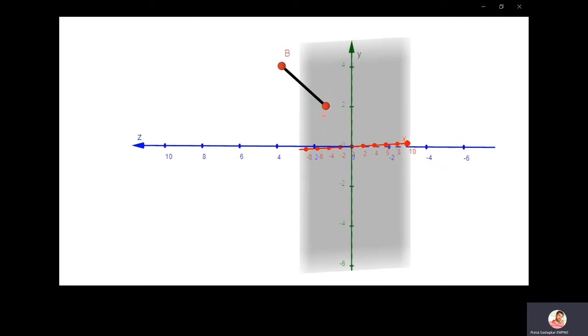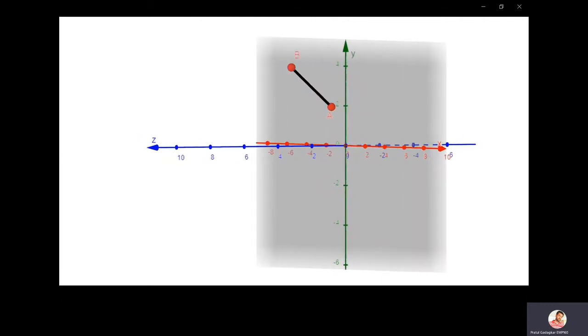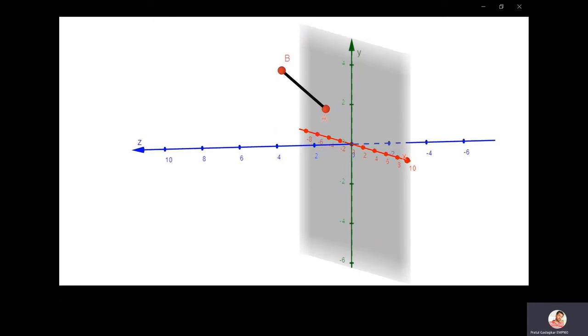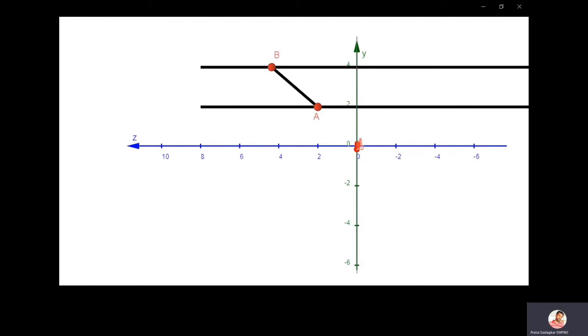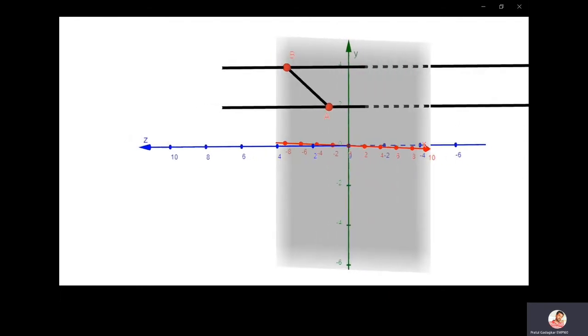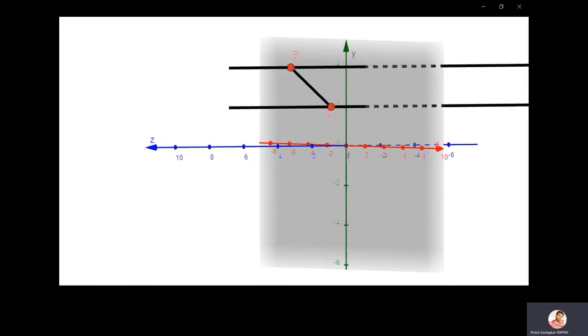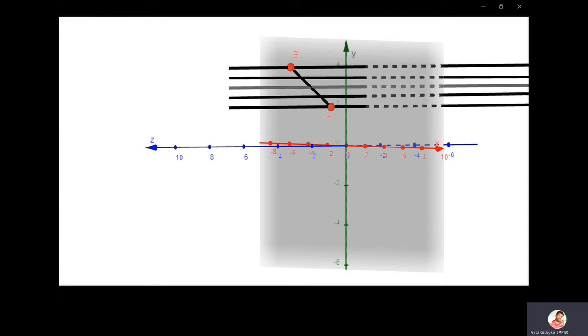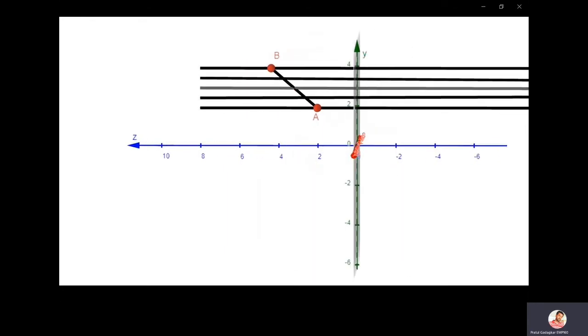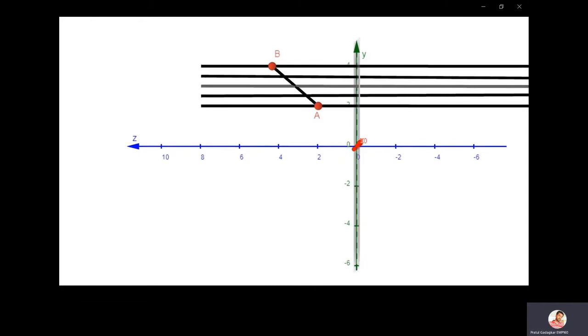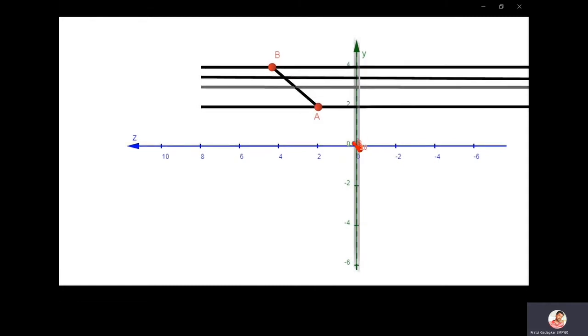So let me take this segment AB, and the gray sheet is the XY plane, and I'm going to project the segment AB on this XY plane. So I will now draw the rays which are coming from infinity. They hit the object AB, and the image is going to be formed on this XY plane, which is the gray sheet. These are the projectors which are perpendicular to the plane of projection, and you see the image is formed on the XY plane. So let me just join the particular points on the plane.